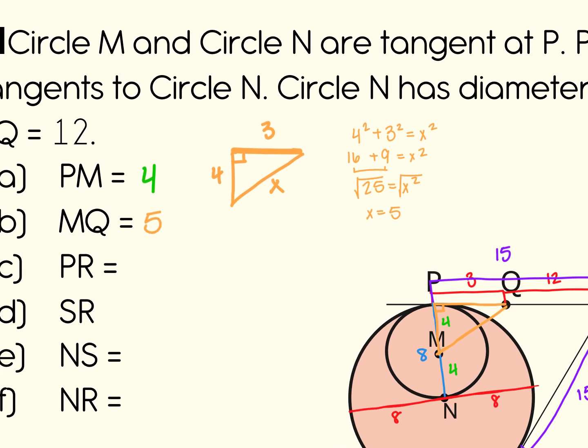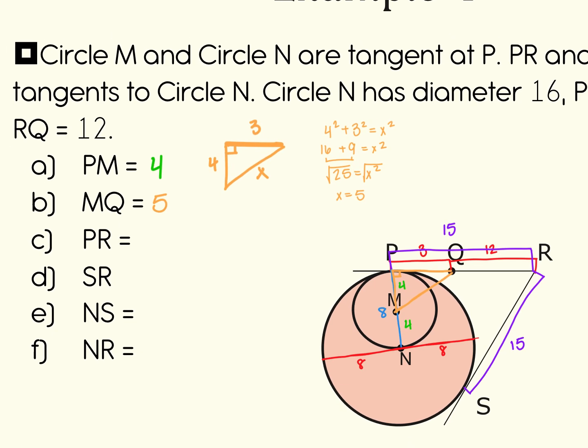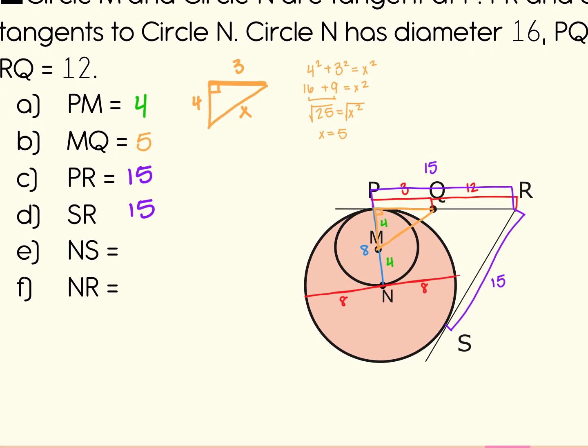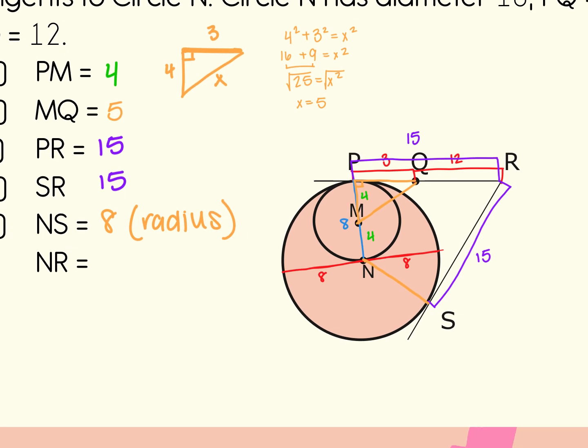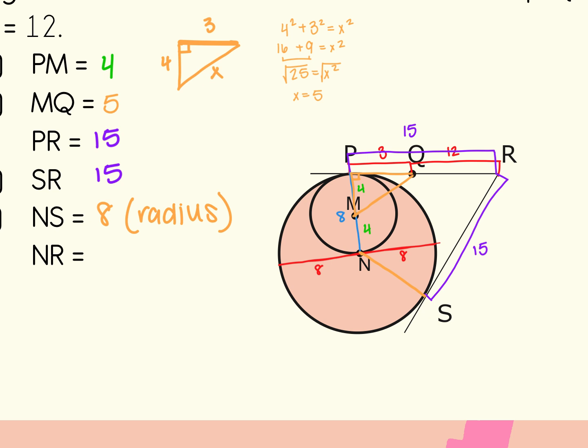MQ is 5. Do I know what PR is? Yeah, what's PR? 15. What about SR? 15 as well. And then what's NS? How do I know it's 8? NS is not my diameter. Good. NS is going to be 8 because it's my radius. And then do I know what NR is? No, I don't. I'm going to have to solve for NR.